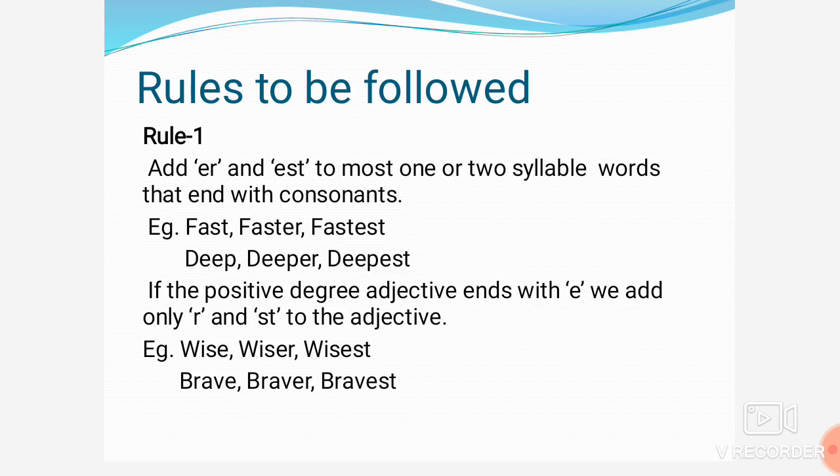At the same time, you should remember, if the positive degree adjective ends with E, we add only R or ST to the adjective. So if the positive degree adjective, for example, wise, ends with the letter E, when you change it to comparative, we add only R, and to superlative, we add only ST. So it becomes wise, wiser, wisest. Brave, braver, bravest.